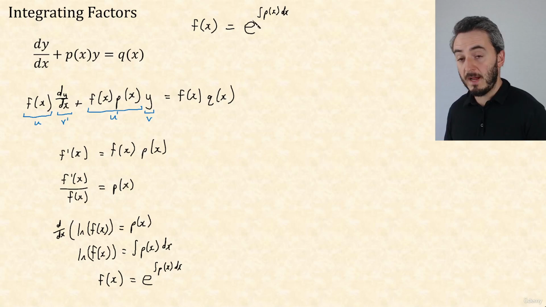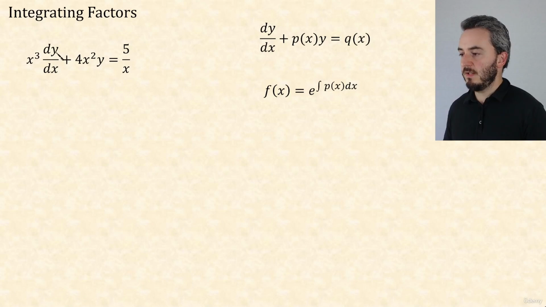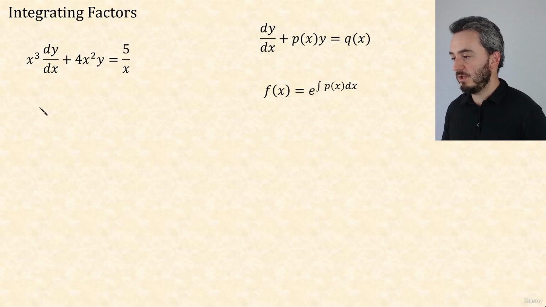Let me show you how that works. Let's take an example like this. The first thing to do is to ensure that it's in this form with the dy by dx on its own. So I'm going to divide through by x cubed. Dividing through by x cubed gives me dy by dx plus, then 4x squared divided by x cubed is 4 over x.